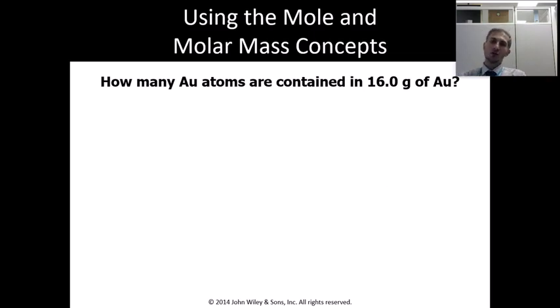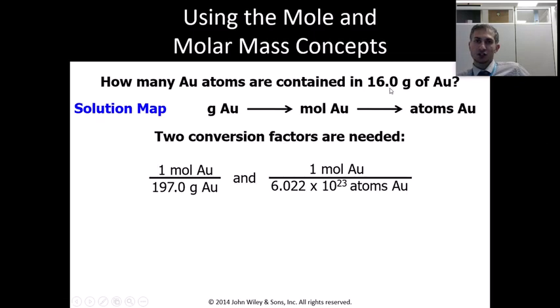Another possible conversion factor you need to know is the combination of definitions for mass, molar mass, Avogadro's number, and moles. Look at this number. The question says how many gold atoms are contained in 16 grams of gold. We have this relationship between moles and molar mass, moles and Avogadro's number. See how to apply that one. If we have grams, first we need to convert to moles and then convert moles to atoms. See how to do that.